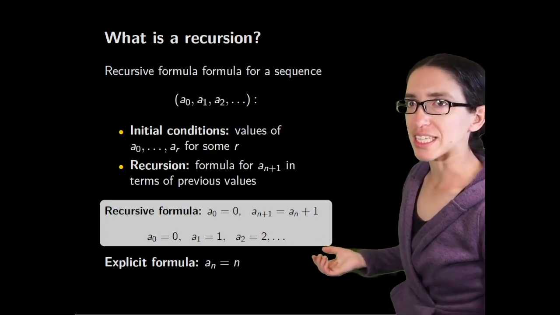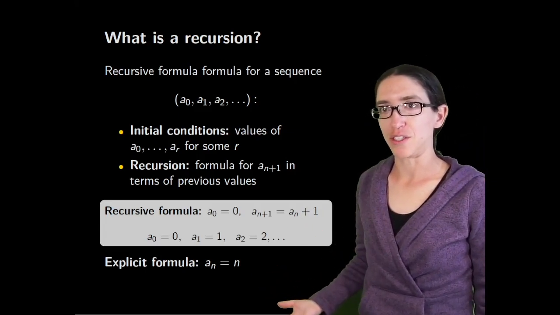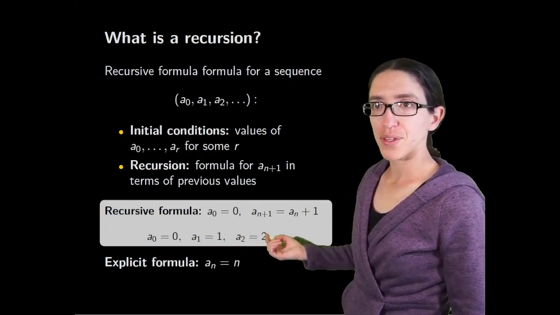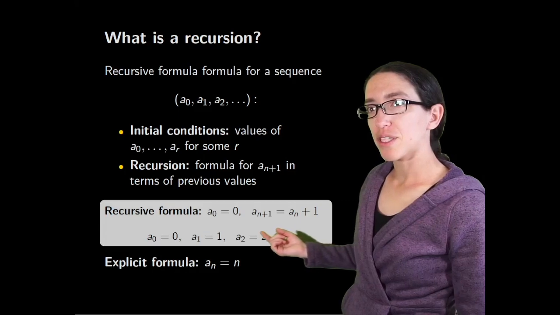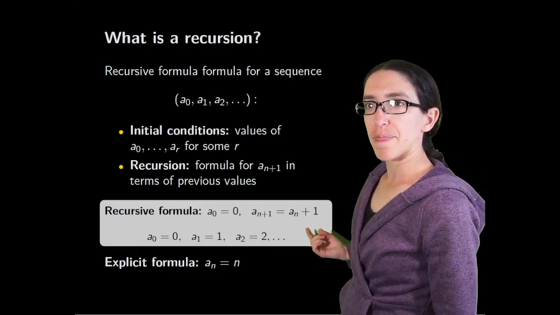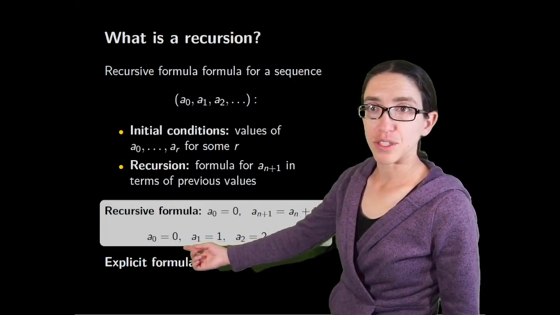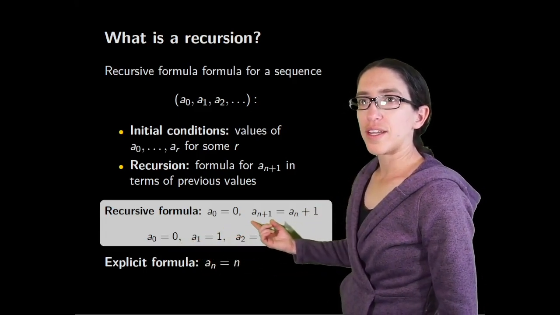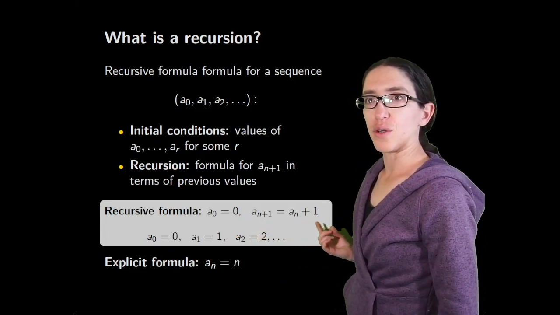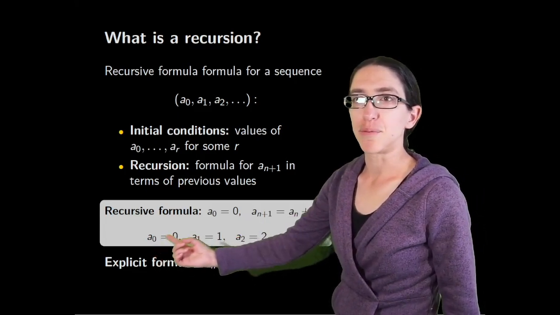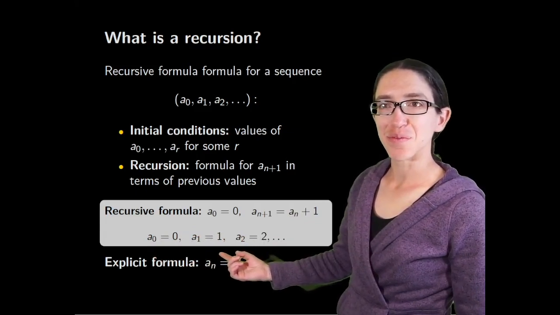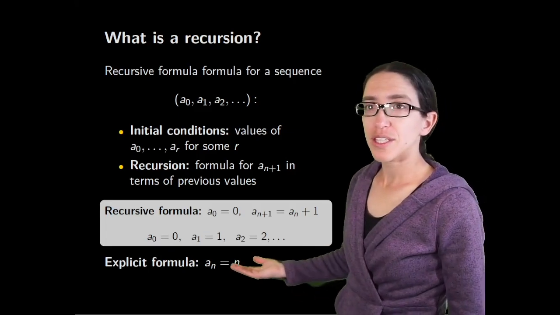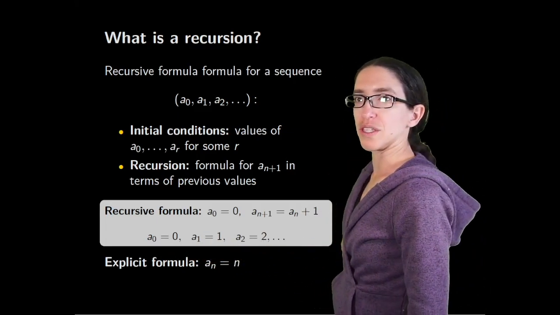So here's a very simple example of a recursive formula for a sequence that we all know and love. If we define a sub 0 to be 0, that's our initial condition, and then for all n, a sub n plus 1 equals a sub n plus 1, what that means is that we know a sub 0 equals 0, and we can figure out using this recursion what a1 is. A1 is A0 plus 1, which means you take the previous number and you add 1 to it to get to the next number. So then the next number will be 2, and the number after that will be 3, and 4, and 5, and so on. So this is just the counting sequence, 0, 1, 2, 3, 4, dot, dot, dot.